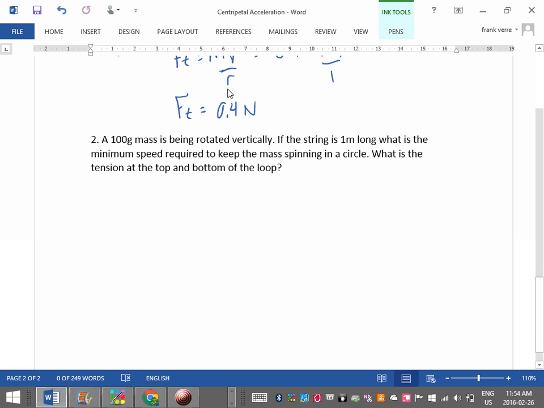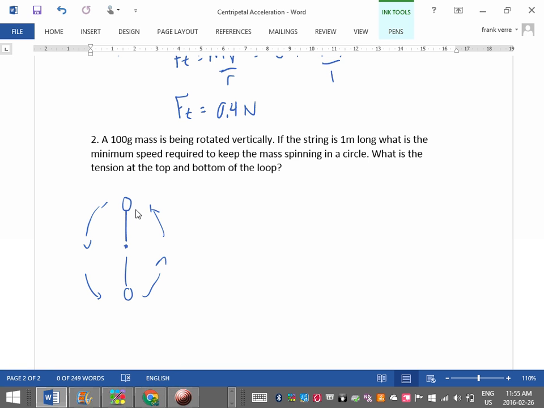All right. So this time we're not going to ignore gravity. We're going to talk about gravity. We're going to use the same mass. We're going to rotate the mass, and it's going to go this way, vertically. Now the question is, what is the minimum speed required to keep the mass spinning in a circle?